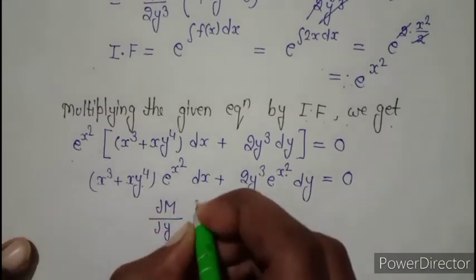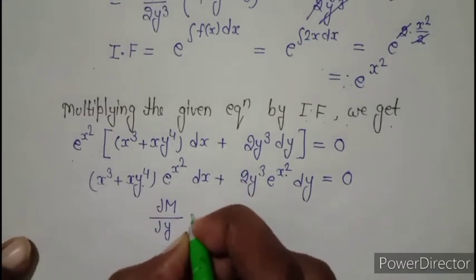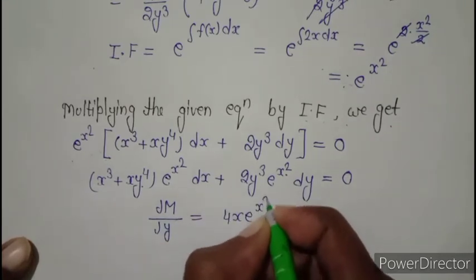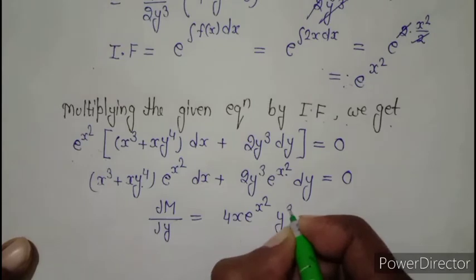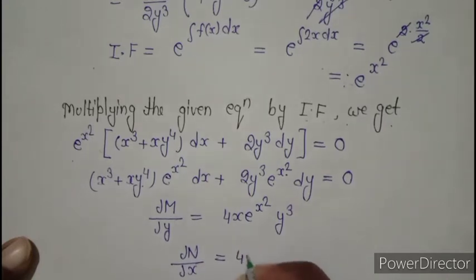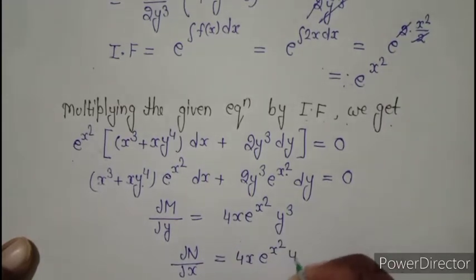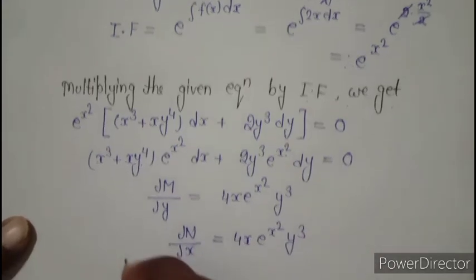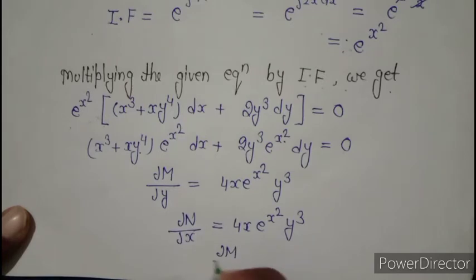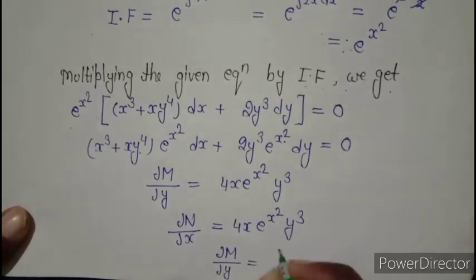So you can see the value of this is 4x e raised to power x square y cube. And ∂N/∂x is equal to 4x e raised to power x square y cube. So you can see both are the same, so the condition of exactness is verified. That is, ∂M/∂y is equal to ∂N/∂x.